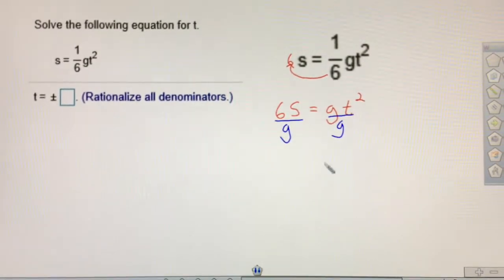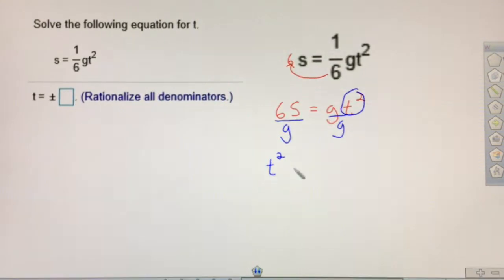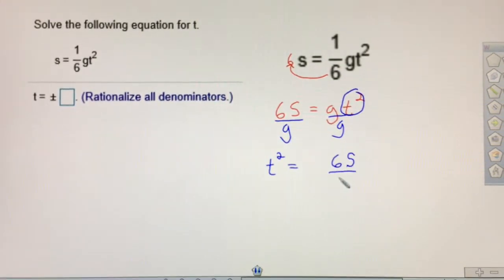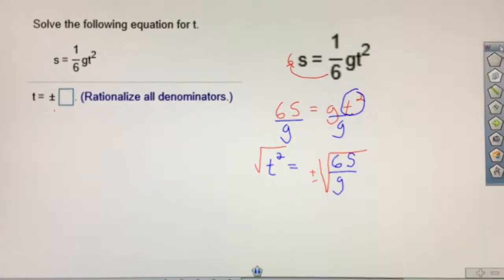And that's going to give me t squared equals 6s over g. The opposite of squaring is square rooting. And when you add the square root, you add the plus minus. So notice they already have the plus minus there, so I can neglect that for the time being.